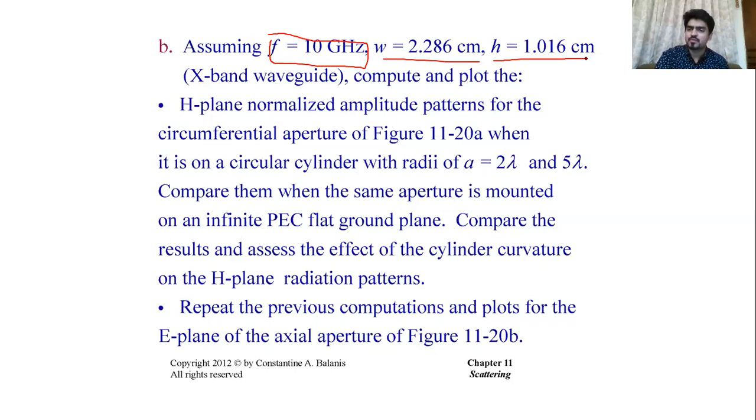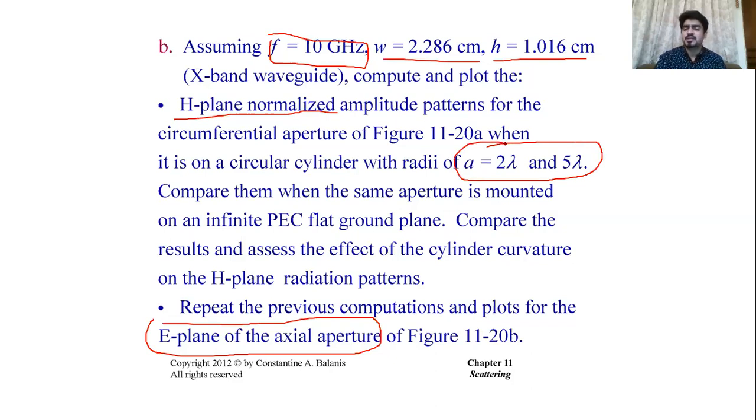And we want to find what would be the radiation pattern for the circumferential aperture in the H plane. In the H plane, you are interested in the horizontal plane radiation pattern. Same thing, you want to find the radiation pattern in the E plane of your axial aperture, which is again nothing but your horizontal plane. The cylindrical structures we are trying to investigate have radial dimensions of A equals 2 lambda and A equals 5 lambda.